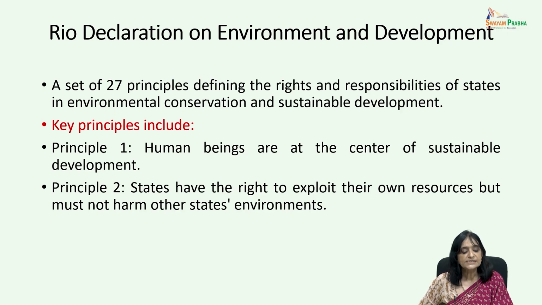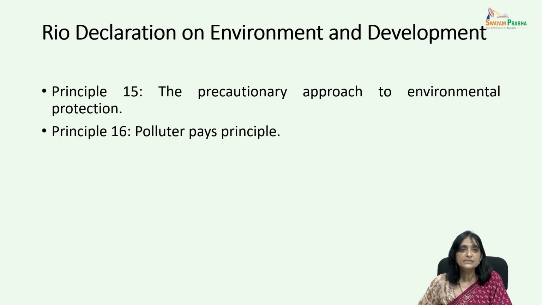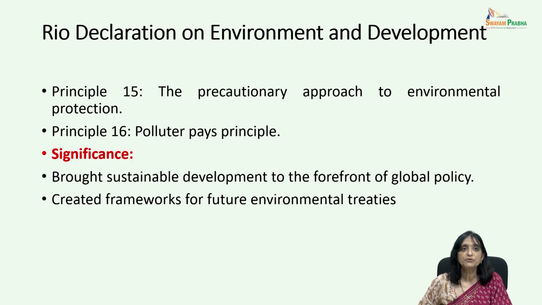Principle 2 says states have the right to exploit their own resources but must not harm other states' environment. So you have full right to use your resources, but in this process you have no right to harm the environment of other states. Principle 15 takes a precautionary approach to environmental protection rather than a regulatory approach, and Principle 16 talks about the polluter pays principle.